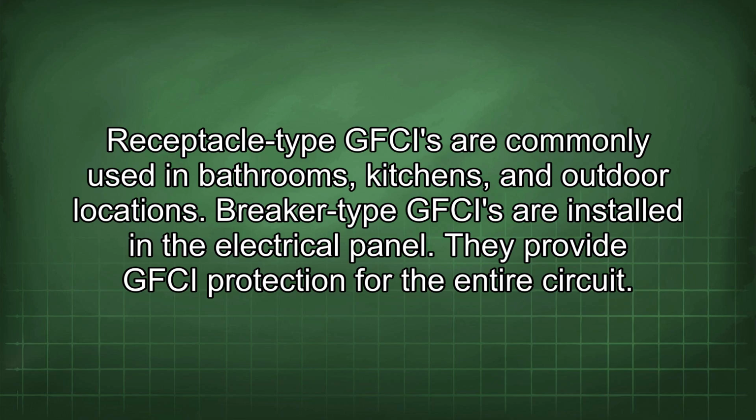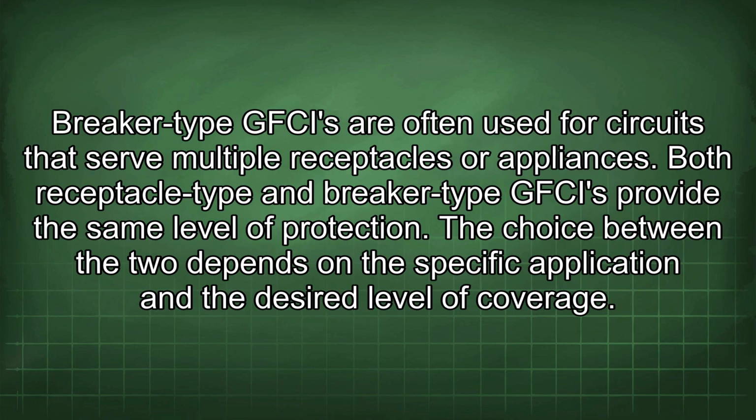Breaker type GFCIs are installed in the electrical panel. They provide GFCI protection for the entire circuit. Breaker type GFCIs are often used for circuits that serve multiple receptacles or appliances. Both receptacle type and breaker type GFCIs provide the same level of protection. The choice between the two depends on the specific application and the desired level of coverage.